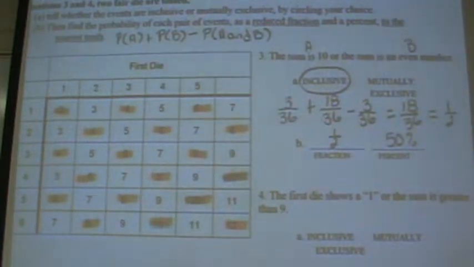Caitlin, mutually exclusive is the other one, when you can't have both. Remember the example, who's 6 foot tall and 7 foot tall? Can someone be 6 foot and 7 foot tall? No. This is inclusive because you could have a number that's a sum of 10 and it be even. It's like saying, can you be 6 foot tall and have brown hair? Yeah, you could be both.